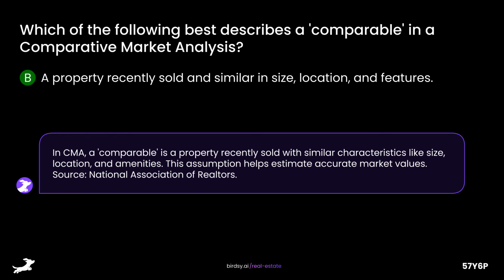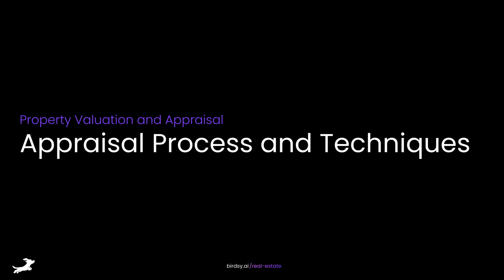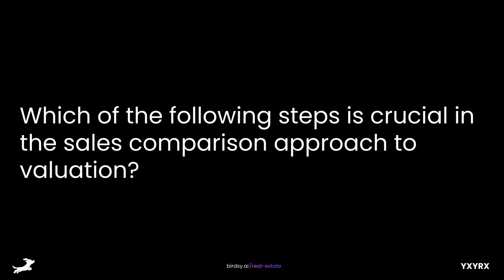In CMA, a comparable is a property recently sold with similar characteristics like size, location, and amenities. This assumption helps estimate accurate market values. Source: National Association of Realtors. Appraisal process and techniques. Which of the following steps is crucial in the sales comparison approach to valuation?